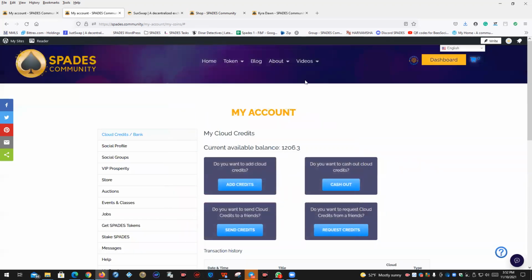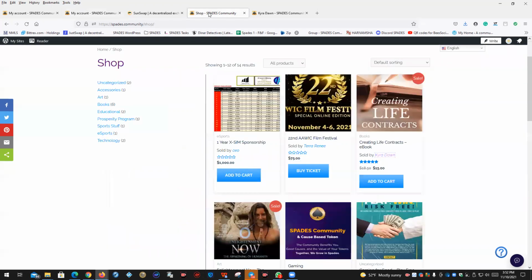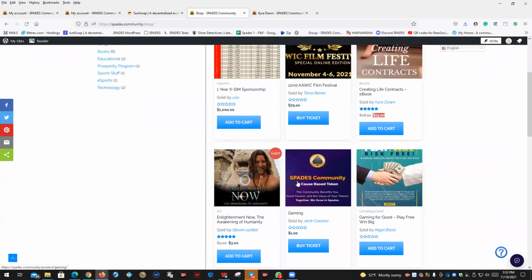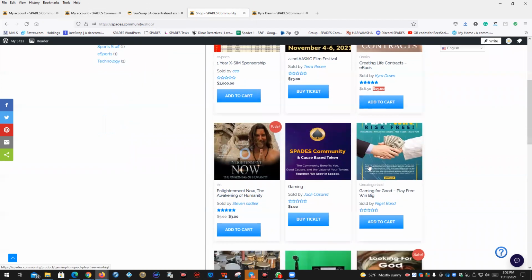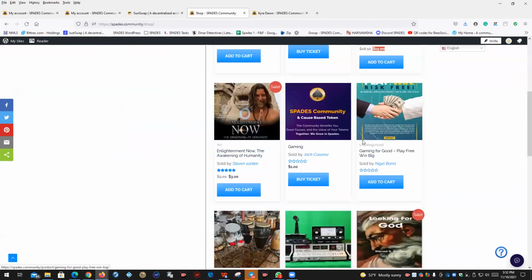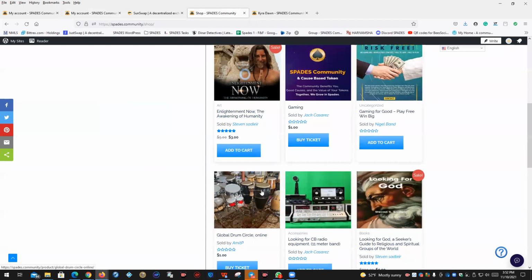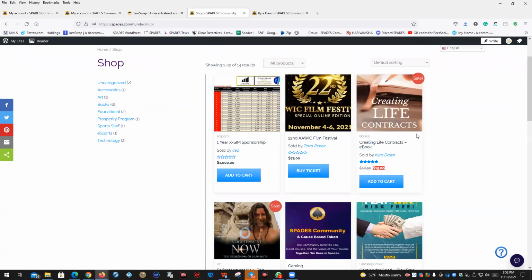Now, what else can you use cloud credits for? Actually, everything on the site, including things in the shop, are paid for in cloud credits. It says dollars, but it's actually a cloud credit. So it may be a book, it may be a film, it may be a community that you're joining for playing games. It might be a get-together. In this case, it's one cloud credit to join a drum circle event.